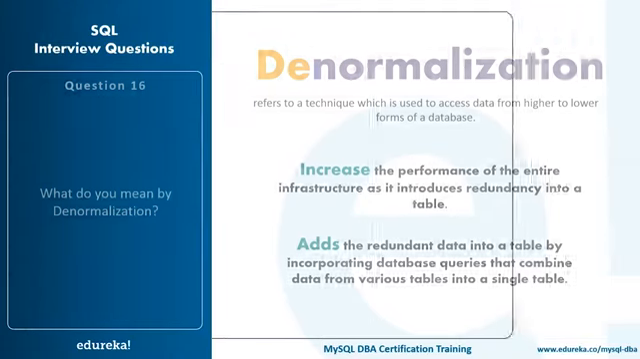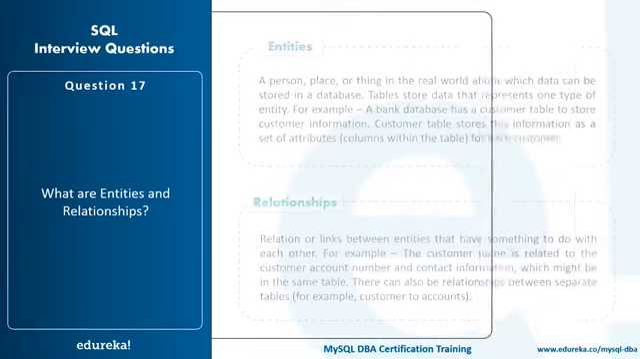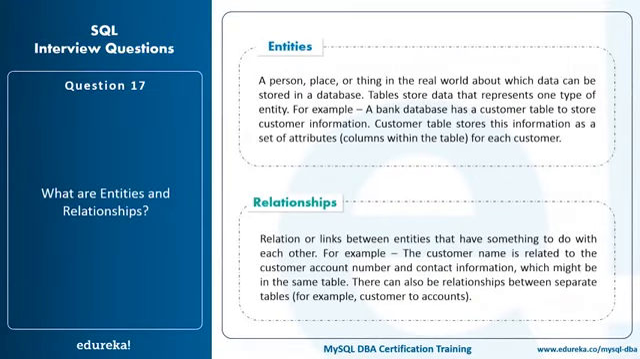Now moving forward to the next question, that is, what are entities and relationships? So let me explain what entities are first. Entities can be anything like a person, place, or a thing in the real world about which data can be stored in a database. Tables store data that represent one type of entity. For example, a bank database has a customer table to store the customer information.